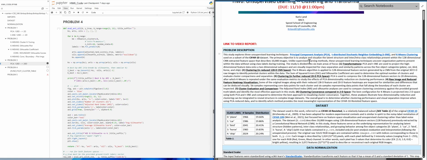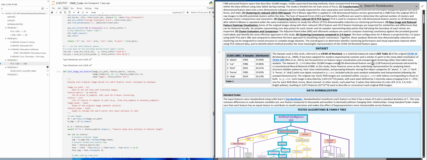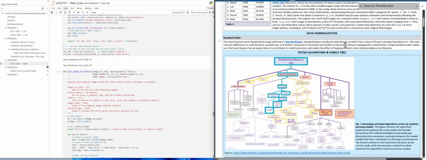So anyway, we are looking at the principal component analysis, the t-SNE embedding, probability-based embedding, and the k-means clustering. We're using the CIFAR 10 revisited dataset, which is a reconfiguration of the original raw 10,000 images into 128 dimensional feature vectors. And then we use standard scaler to scale the data.